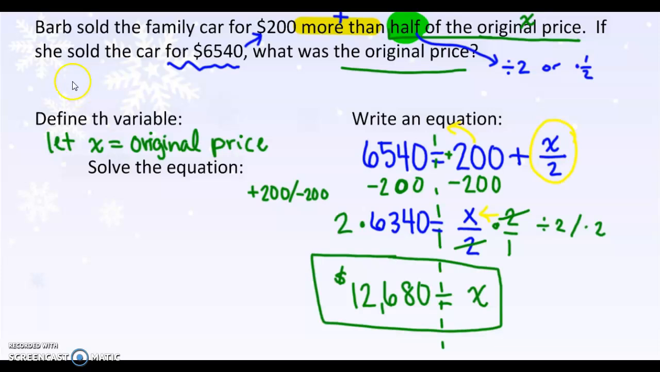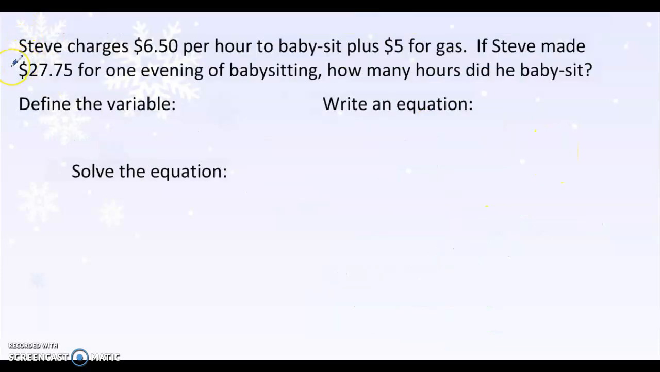All right, a couple more. Steve charges $6.50 per hour for babysitting plus $5 for gas. If Steve made $27.75 for one evening of babysitting, how many hours did he babysit? Why don't you pause right here and see if you can come up with this on your own. Go ahead and decode any of the ones that you have.